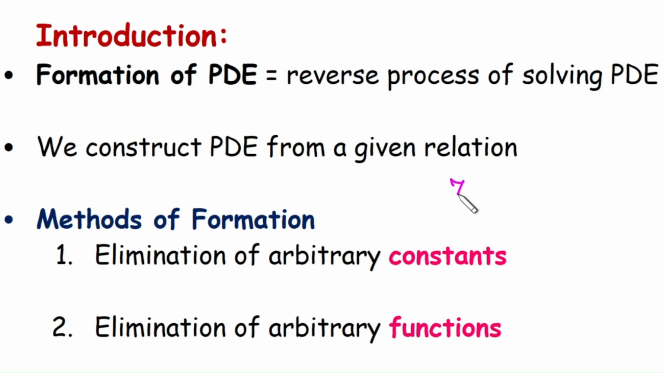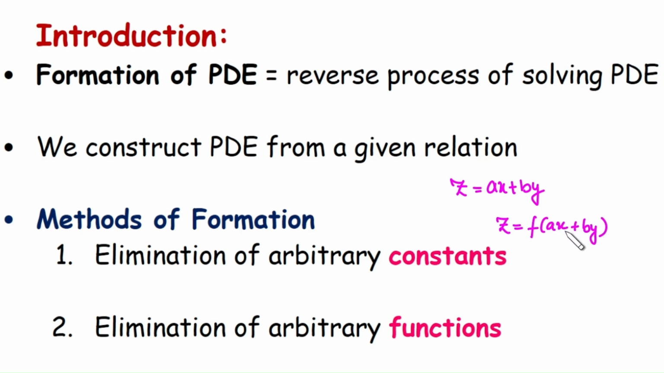Suppose we have a given relation, that is ax plus by. Here we have arbitrary constants a and b. We need to remove these with the help of partial derivatives, and accordingly we will get a partial differential equation. And if we have the relation in terms of a function, again we need to remove this arbitrary function f, and with this we will get the partial differential equation.